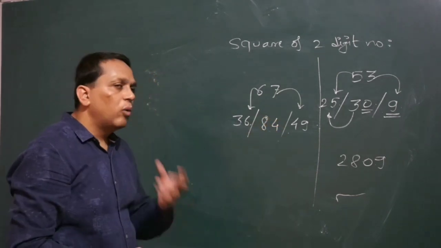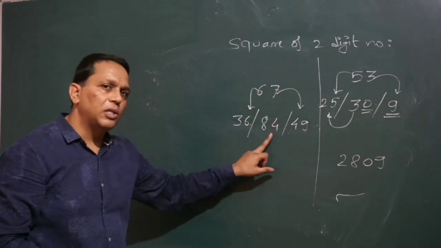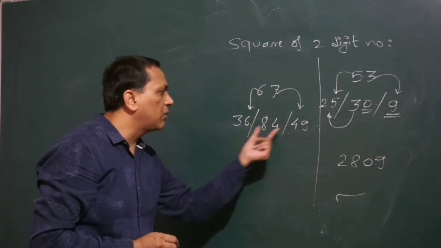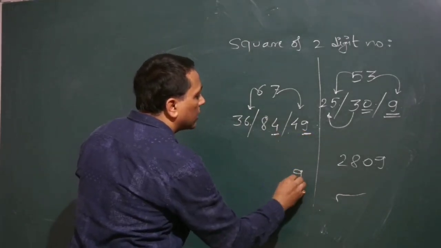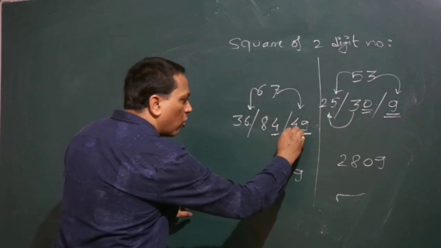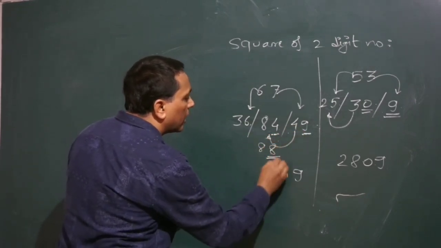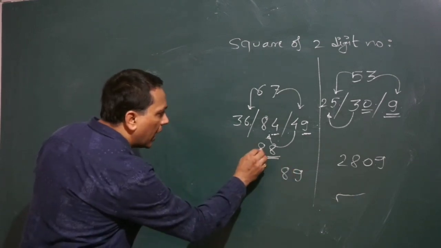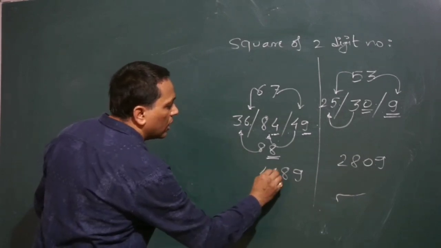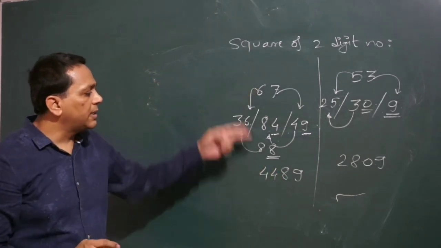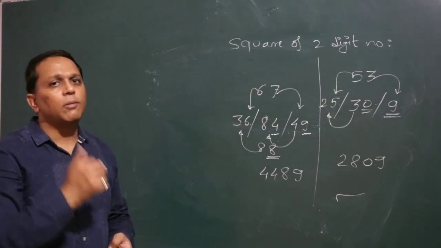But now we need only one digit from these two parts, one digit from this and one digit from this. So only the last digit we are going to take. In the answer, this will be 9. This 4 is added to this part, 84 plus 4 is 88. So we take again the last digit only. We add 8 to this part, 36 plus 8 is going to be 44. So this is going to be our answer. 67 square is 4489. Let's see one more example.